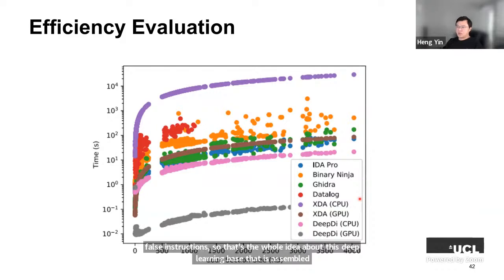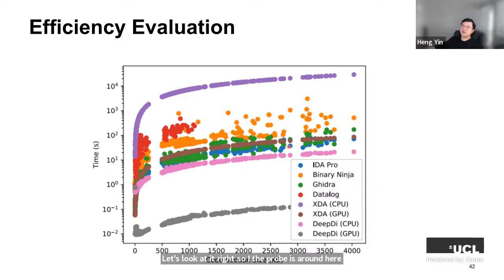So by doing so, as we can see, the efficiency is greatly improved over the traditional approaches or other baseline approaches. Let's look at this, right? So IDA Pro is around here. Okay, so this line is here, about 10 seconds or so on average, right?